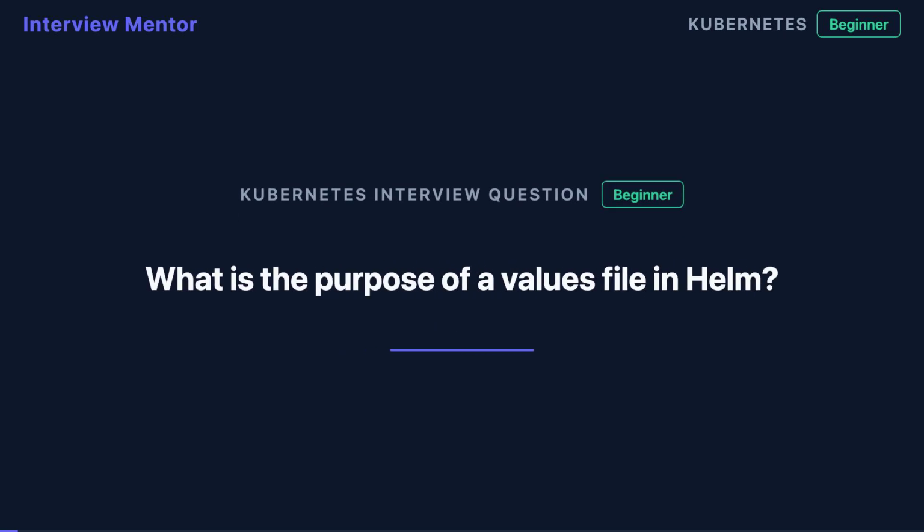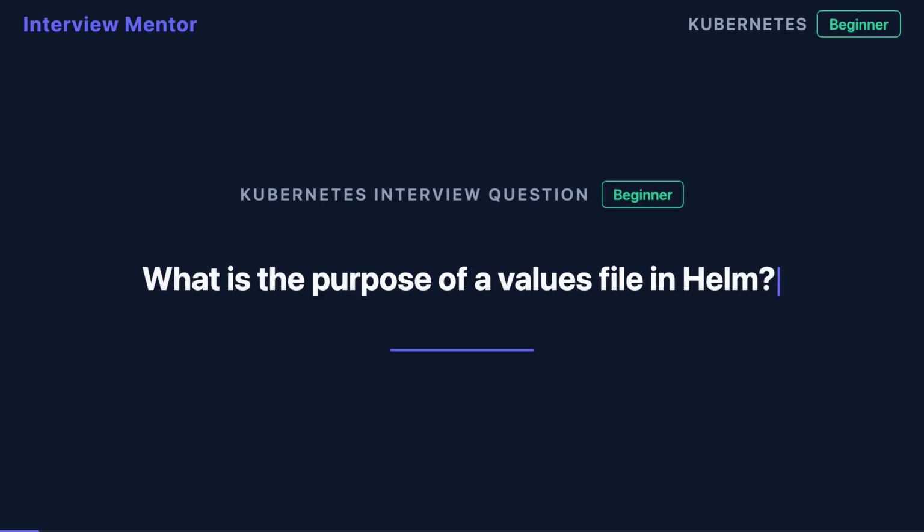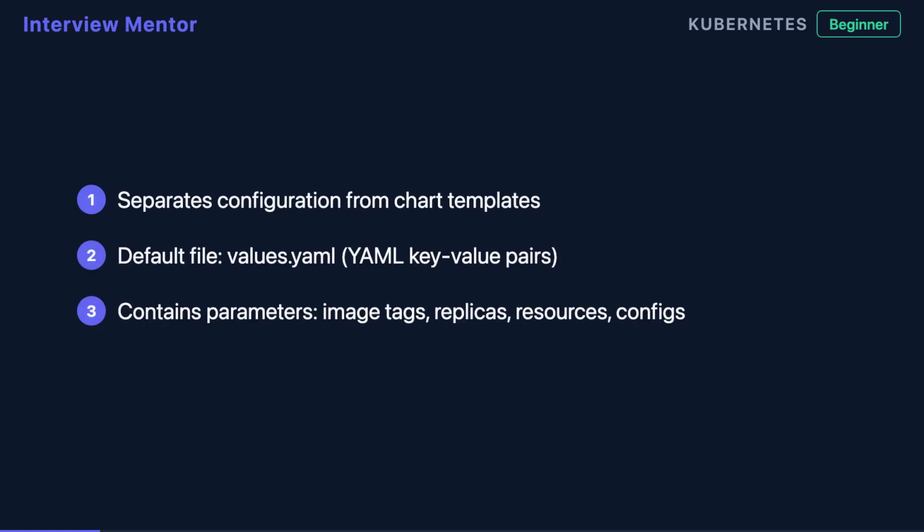Deploying the same application to dev, staging, and production shouldn't mean maintaining 3 separate Helm charts. That's where values files come in. A values file is Helm's way of separating configuration from chart templates. It provides all the parameters your chart needs, like image tags, replica counts, resource limits, and service configurations. The default file is values.yaml, and it contains key value pairs in YAML format that your templates can reference.